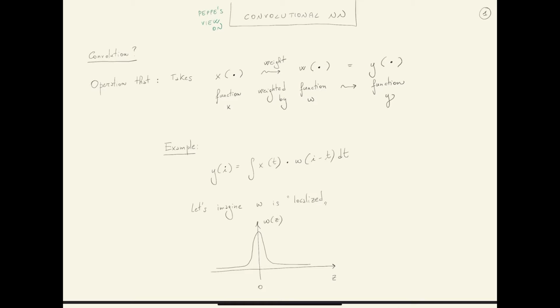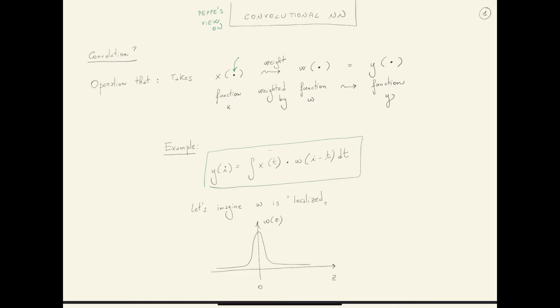Well, a convolution is an operation that takes a certain function x, a function of maybe some variable, then it weights that function x by another function w, and you get another function, a resulting function y. As an example, let's focus the attention on this example.